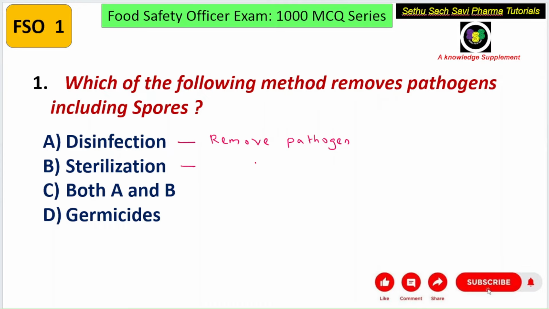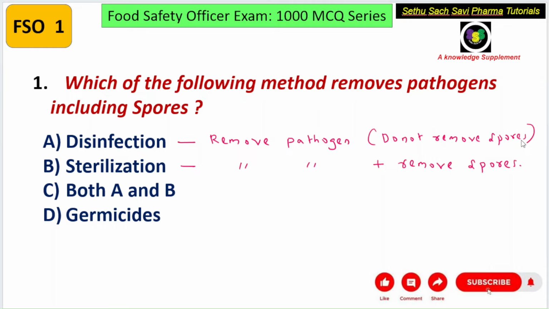Disinfection will remove pathogens. Sterilization will also remove pathogens. Then what is the difference between disinfection and sterilization? Sterilization, apart from removing pathogens, can remove the spores also. Whereas disinfection does not remove spores. Disinfection means it does not remove the spores, whereas sterilization can remove spores apart from removal of pathogens. So there is a difference between disinfection and sterilization.